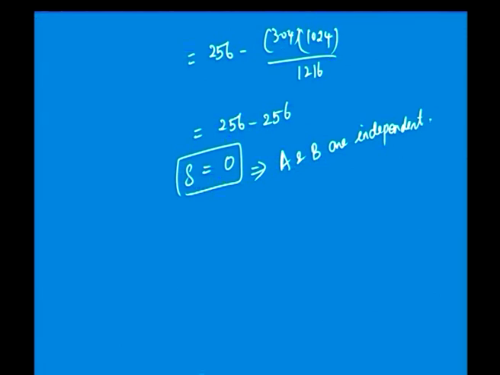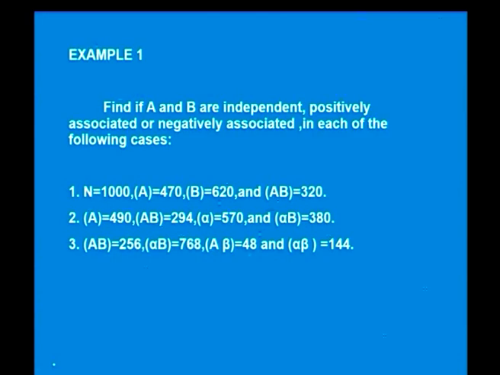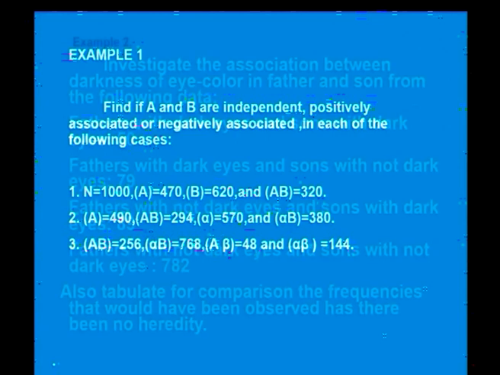Okay. So, in the first subdivision, A and B are positively associated, and in the second subdivision, A and B are negatively associated, and in the third subdivision we have got A and B as independent. Okay. So, this problem is solved.